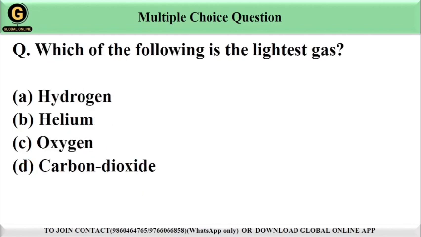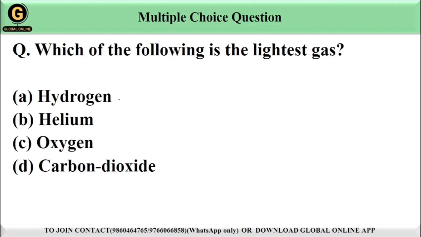Which of the following is the lightest gas? We have options for this question. Option A, hydrogen. Option B, helium. Option C, oxygen. And option D, carbon. So students, among the following options, we have hydrogen as the lightest gas.